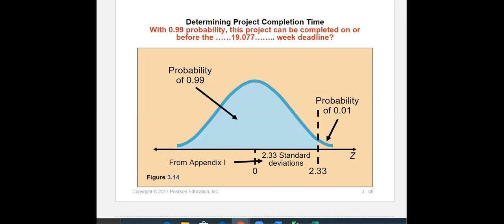Of course, I calculated 19.077. Let's see if I did it correctly, okay? Let me see how many of you can calculate that number. I'll give you a few minutes, then I'll show you the work. And then I'll change the question from 99 to something else, and then you calculate it together.